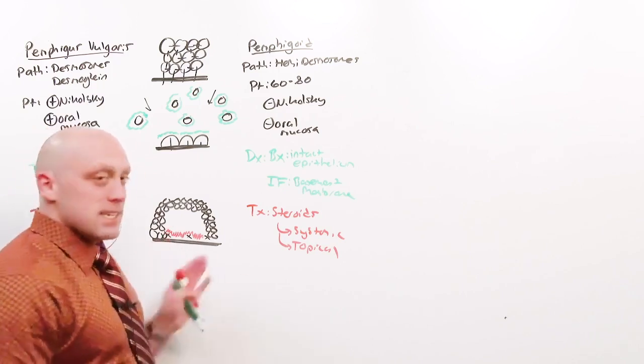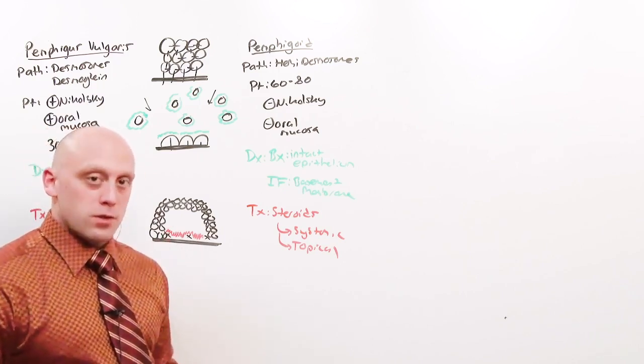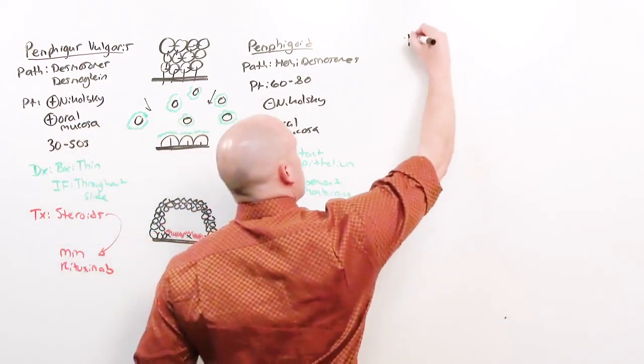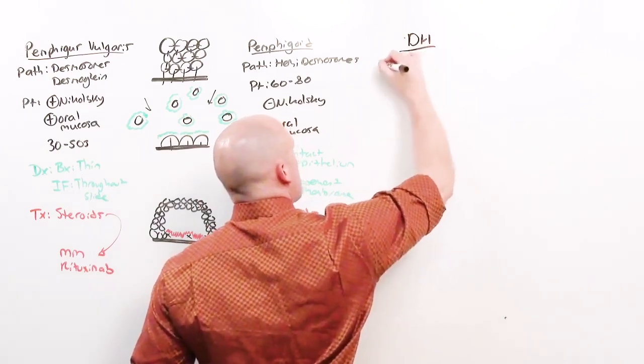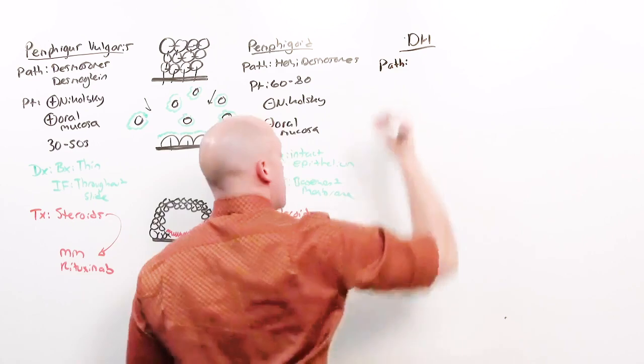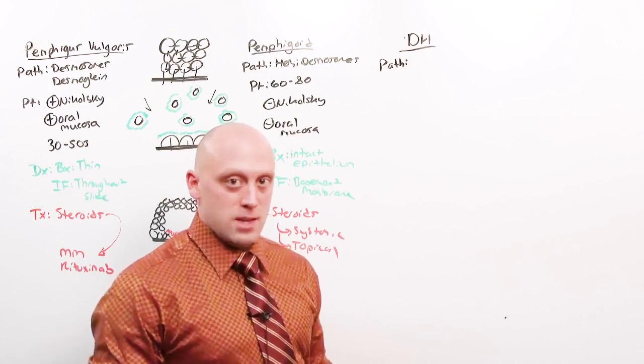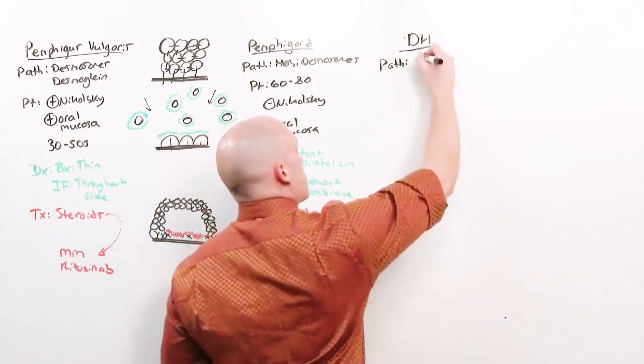And then tested against these diseases are going to be two other conditions. The first is dermatitis herpetiformis. And this is a great test point because it is a cutaneous manifestation of a gastrointestinal disease. It is essentially celiac sprue.